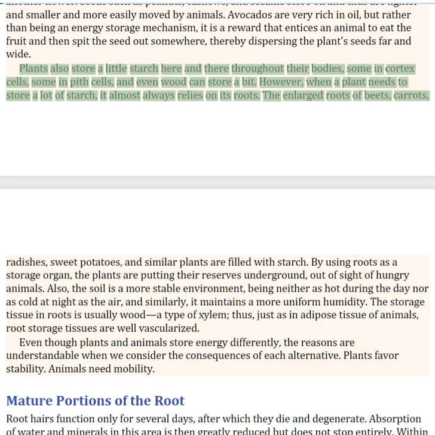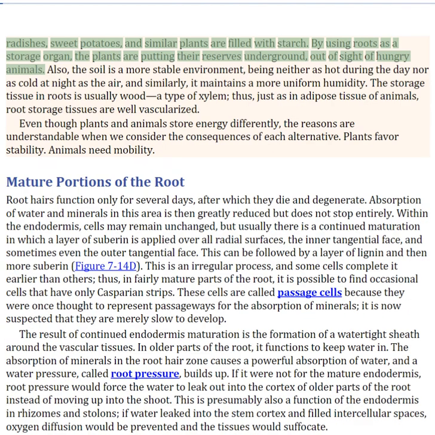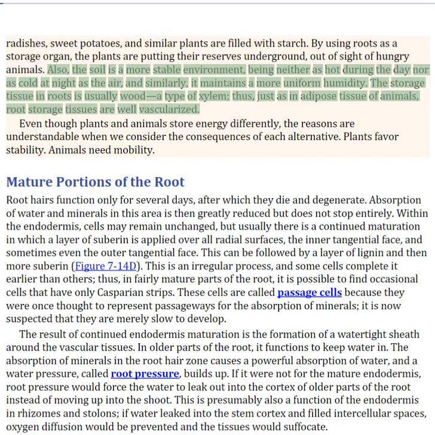However, when a plant needs to store a lot of starch, it almost always relies on its roots. The enlarged roots of beets, carrots, radishes, sweet potatoes, and similar plants are filled with starch. By using roots as a storage organ, the plants are putting their reserves underground, out of sight of hungry animals. Also, the soil is a more stable environment, being neither as hot during the day nor as cold at night as the air, and similarly, it maintains a more uniform humidity.